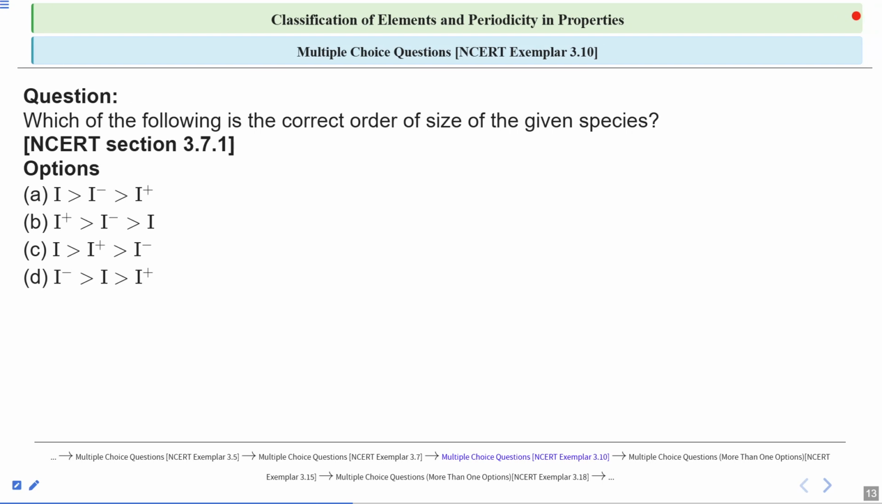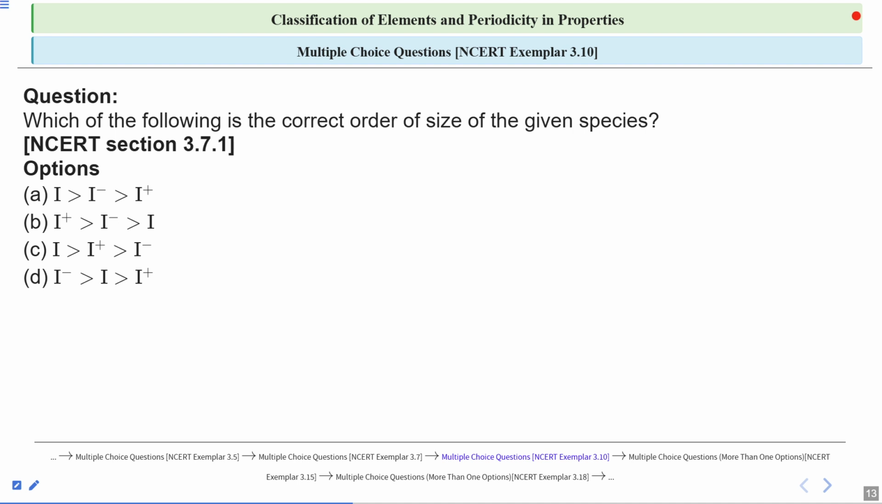Meanwhile, moving on to the next question. Which of the following is the correct order of size of the given species? Yes, the correct answer will be oxygen and sulfur. So oxygen and sulfur also face the same difficulty, and as a result sulfur has a more negative value of electron gain enthalpy than oxygen. So both of these face the same difficulty.